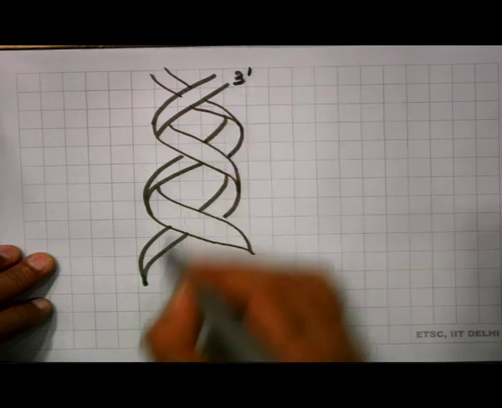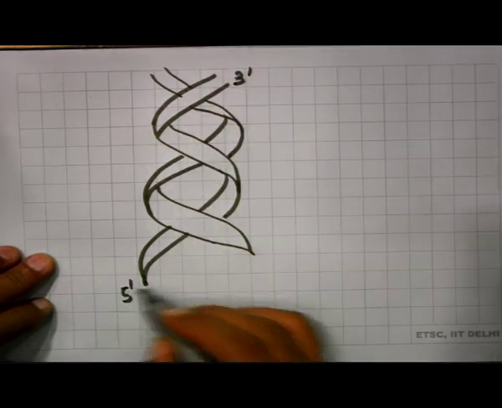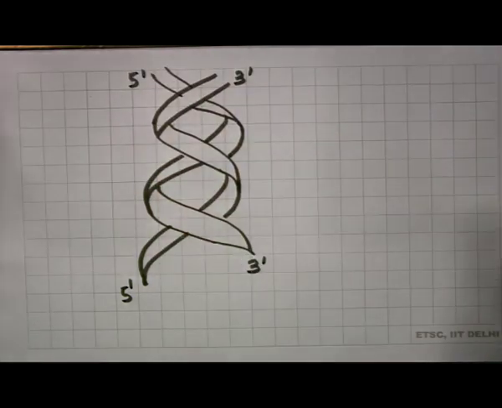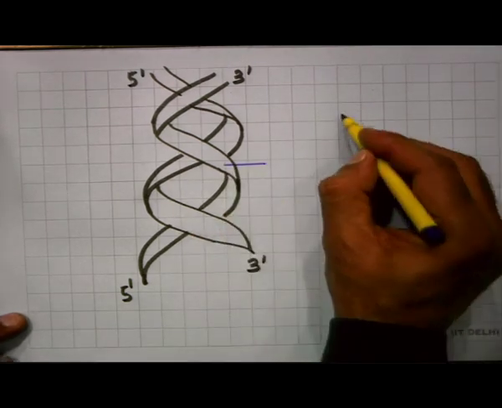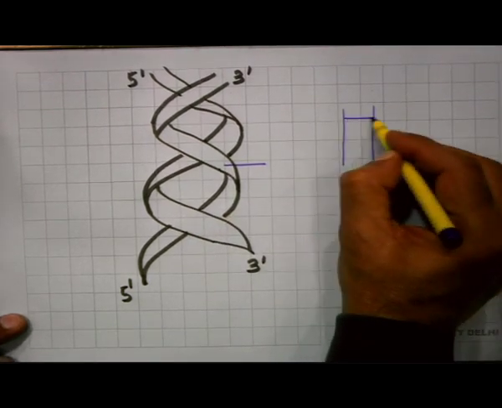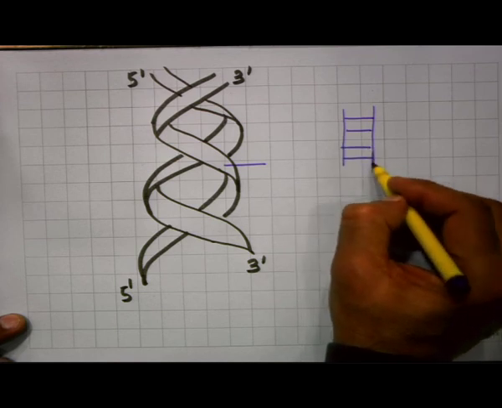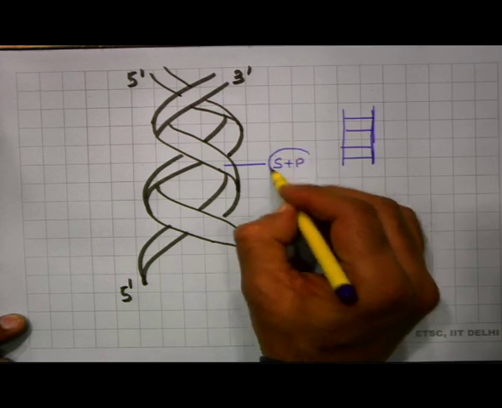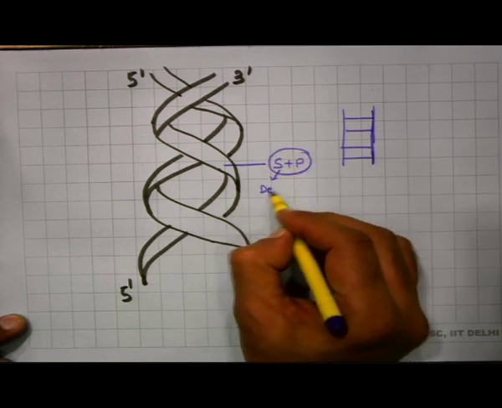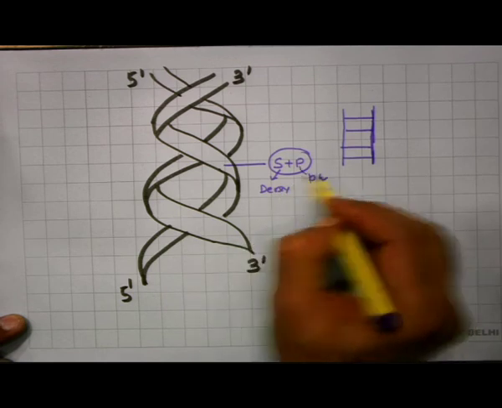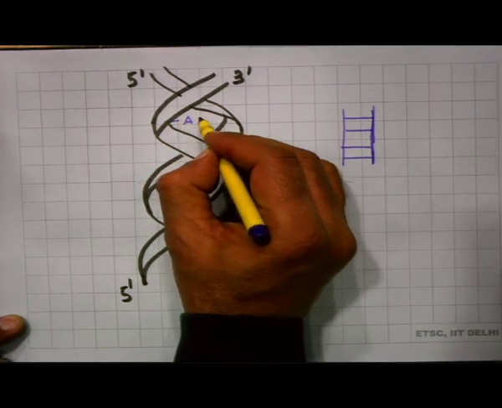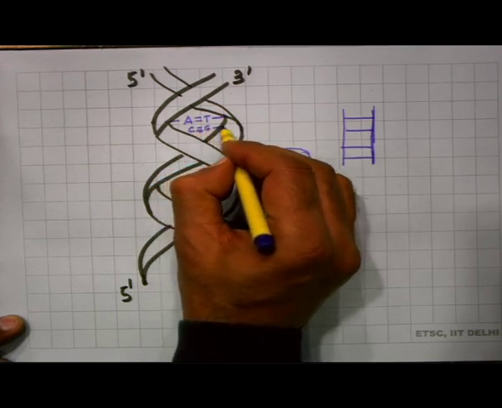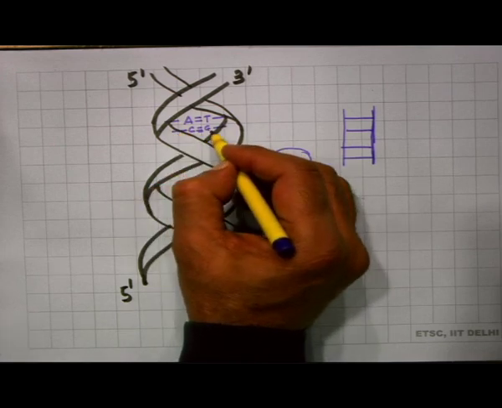Here is the 3 prime, 5 prime, here is the 3 prime, 5 prime. This is just like a ladder. The main bamboo of the ladder is this, which is made by sugar plus phosphate, in DNA that is deoxyribose and phosphate. In between that, adenine always pairs with thymine. One purine always pairs with a pyrimidine. Cytosine always pairs with guanine.